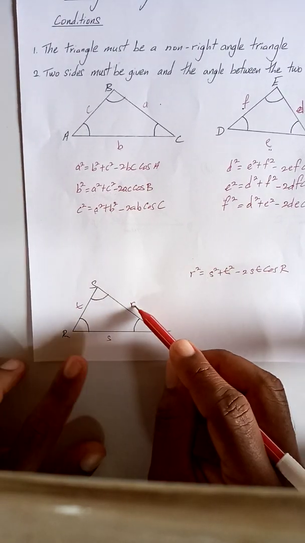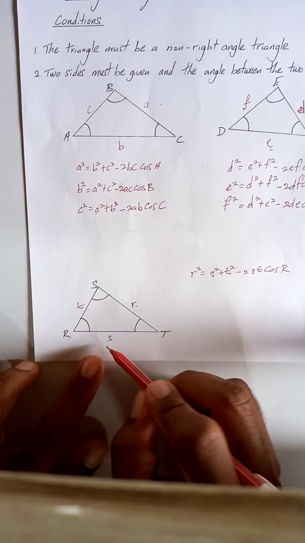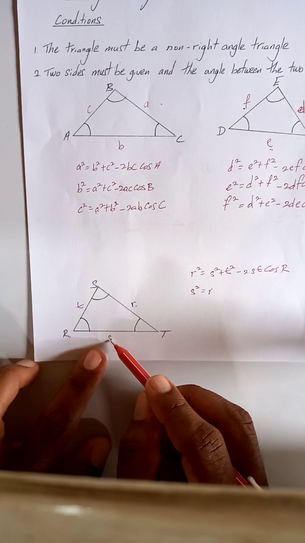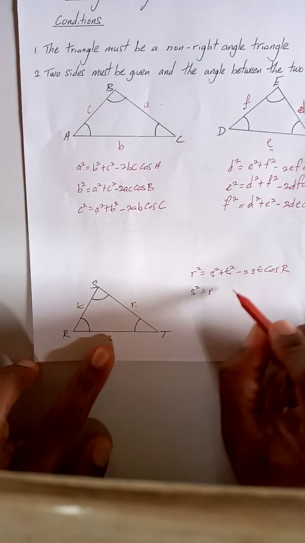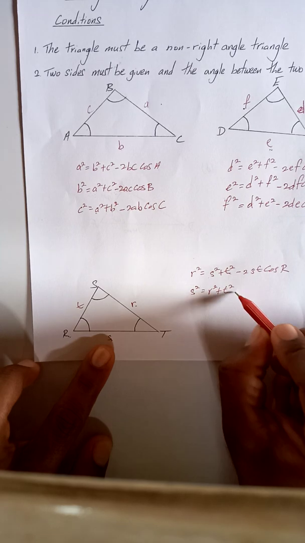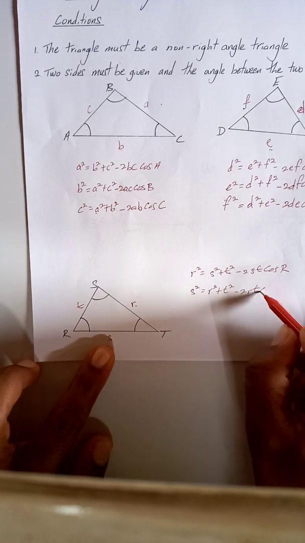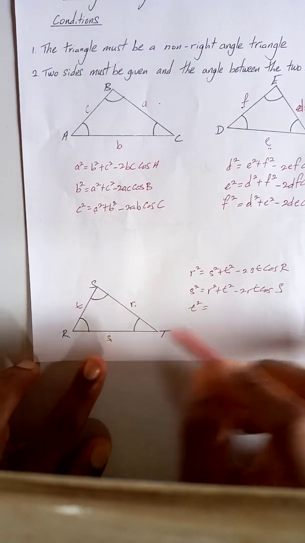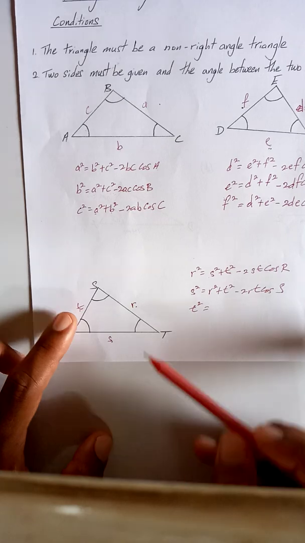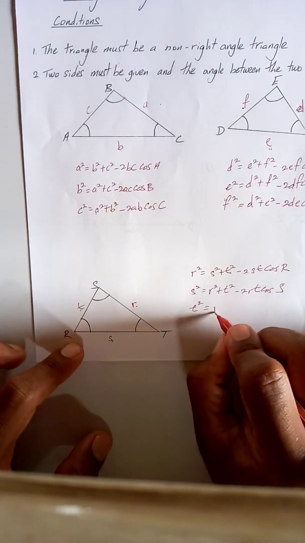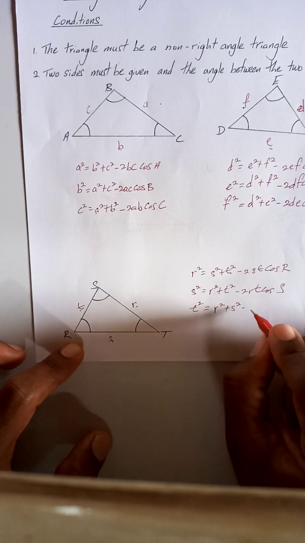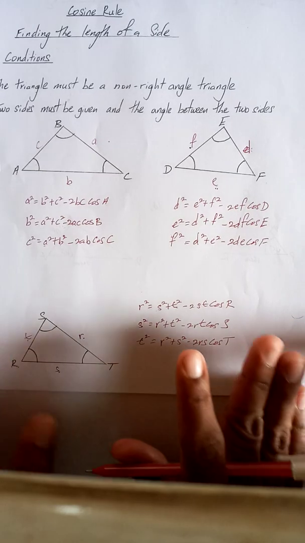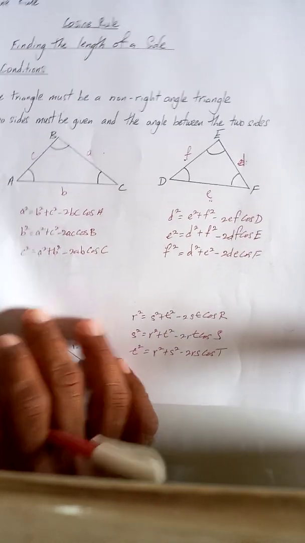Okay, let us write for s now. s squared equals, since we take out the s, we have r and t remaining: r squared plus t squared minus 2rt cos S. The final one, t squared equals, we take off t, we have r and s: r squared plus s squared minus 2rs cos T. Good, so these are the formulas that we'll use to solve questions.